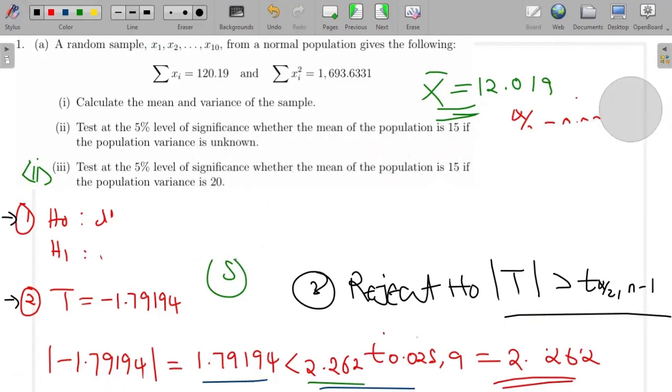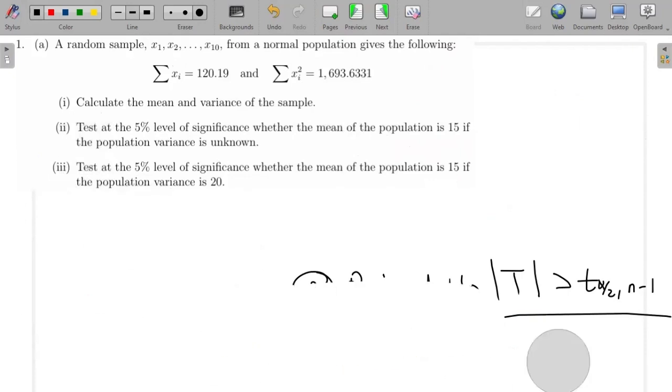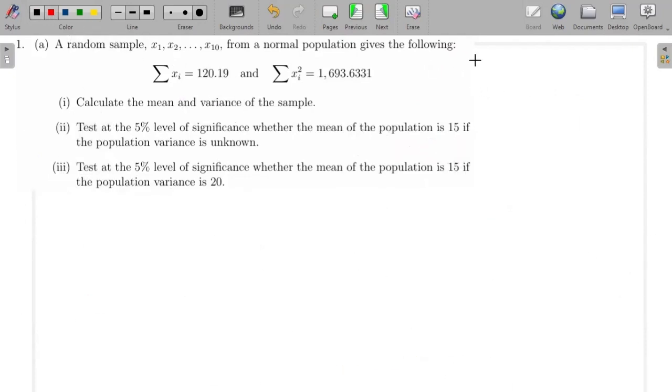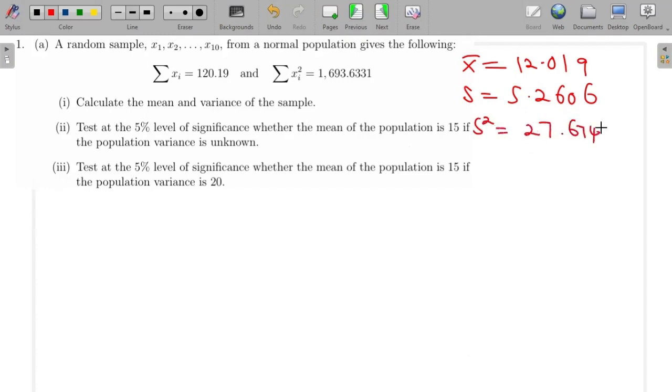So now let's look at part 3. Recall what we had found. We had found that the sample mean is 12.019. And then the standard deviation, recall, was just the square root of the variance, which we found was 5.2606. The variance itself we had found was 27.6744. Okay, so this is what we had found. So from here now, we can go to part 2.